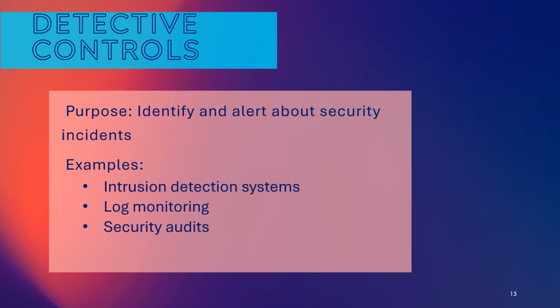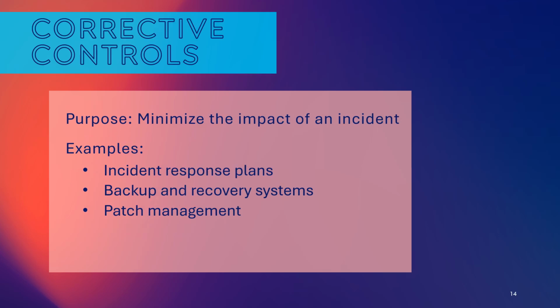Detective controls help us notice when something's gone wrong. For example, we might have systems that alert us if someone's trying to log in from an unusual location. Corrective controls help us fix things after an incident. This might include having backup systems so we can quickly recover lost data, or plans for how to respond if we do get hacked.